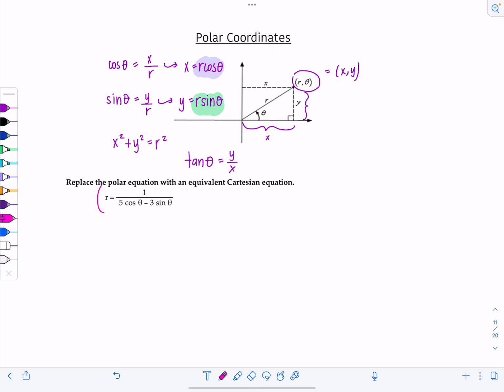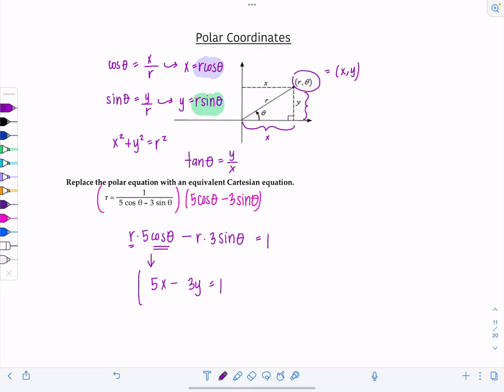Yeah, I'm going to multiply everything by the denominator. Just move it over, and then it's going to distribute to the r on the other side. So then you've got r times 5 cosine theta minus r times 3 sine theta equals 1. And then you can say, oh my goodness, that's x. So we have 5x minus 3y equals 1, and you're done. That's just a line. It's in standard form. If you want to put it in y equals mx plus b, knock yourself out. You don't need to do anything though, okay?